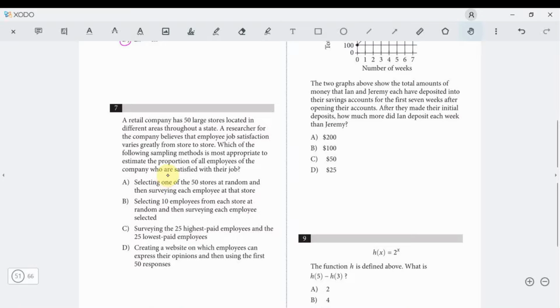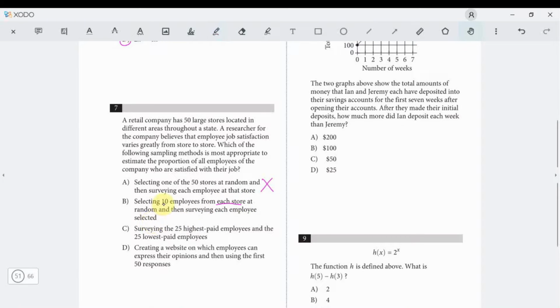And so in this case, we have 50 stores all over our state, and we want to find the best sampling technique to find out how the employees feel about their job. So selecting one store, oh no, we cannot select just one store and then make a conclusion about all 50. Then it says selecting 10 employees from each store at random, then surveying each employee selected.